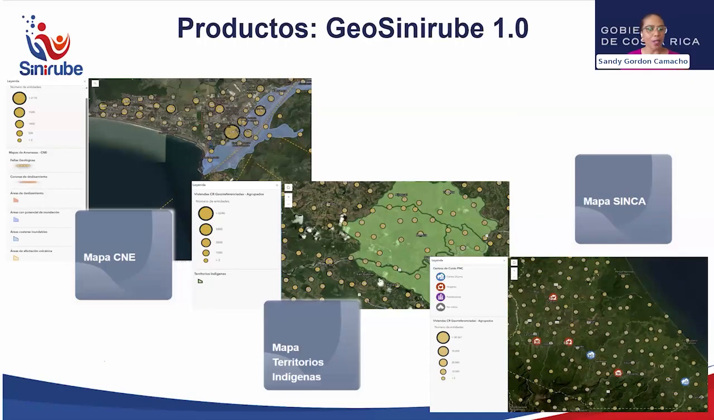Next slide. This is a proposal that we thought within Geo Sinirube, and this is what we thought about initially. We got together with all the institutions that had the information that we needed, and we added ours. So here we thought that this was a win-win situation. This is what we always look for, to win data, to acquire data, information, perspectives, possibilities, forecasts, to be able to prevent and to provide a response.